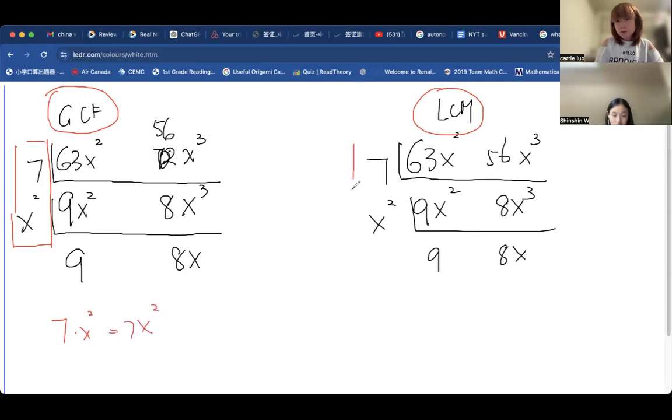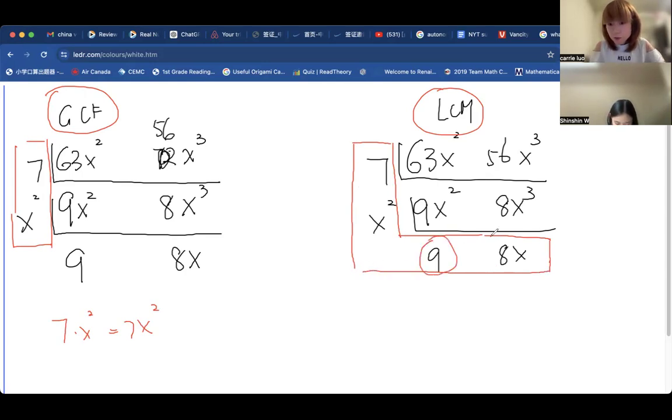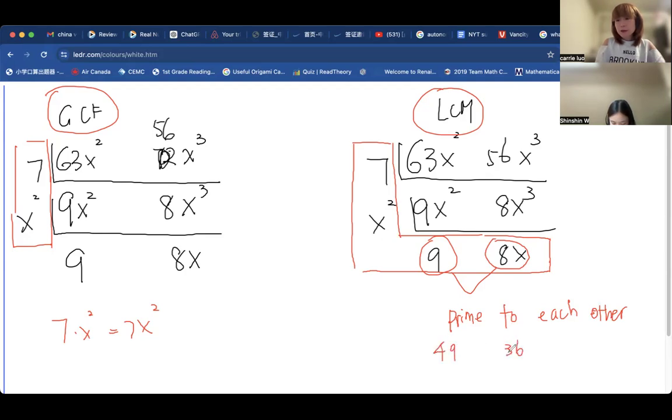What is the lowest common multiple? Everything. Like here. But make sure, xinxin, when you stop here, make sure these two numbers are prime to each other, so they can't be divisible by each other. What does prime to each other mean? That means, for instance, 49 and 36 are not prime numbers, but they are prime to each other. That means they don't have any common factor anymore.